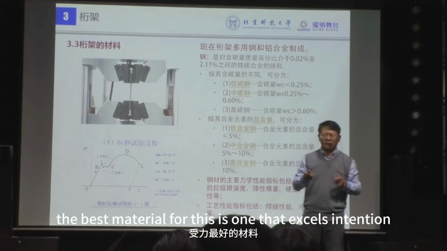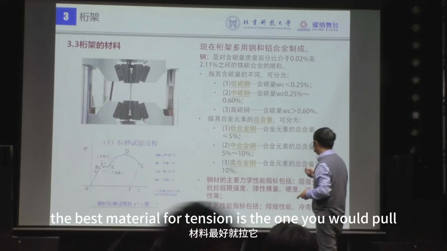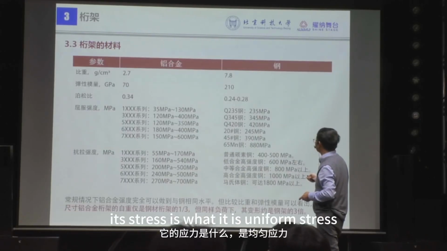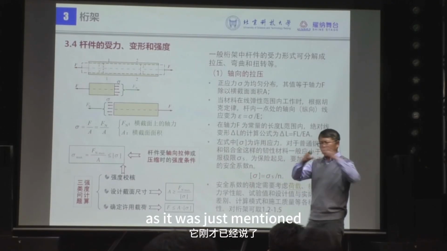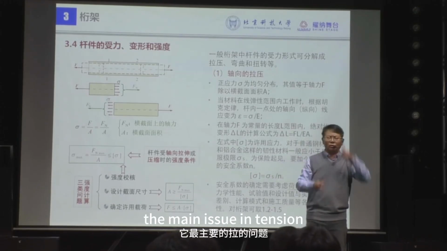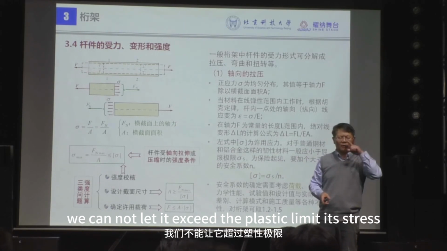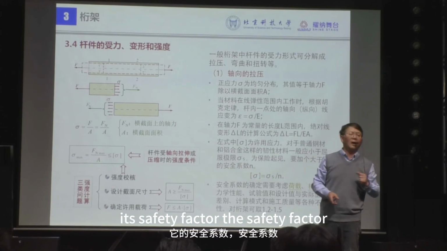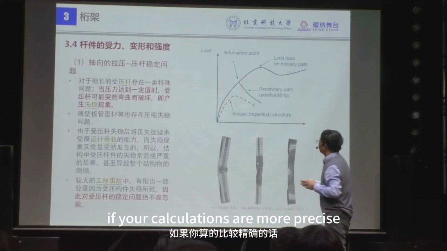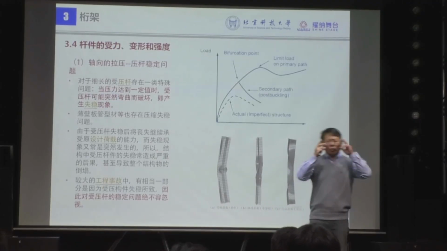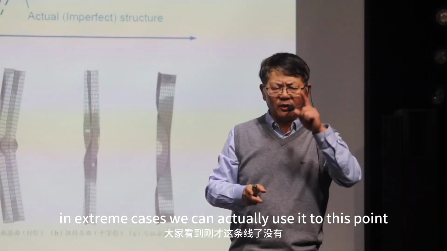When pulling a rod, the best material for this is one that excels in tension. The best material for tension is the one you would pull. Its stress is what? It is uniform stress. I won't elaborate on this. As was just mentioned, the main issue in tension is that we cannot let it exceed the plastic limit. Its safety factor is generally between 1.2 and 1.5. If your calculations are more precise, it can even be lower. No problem.